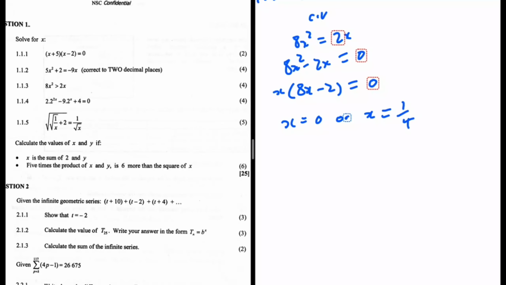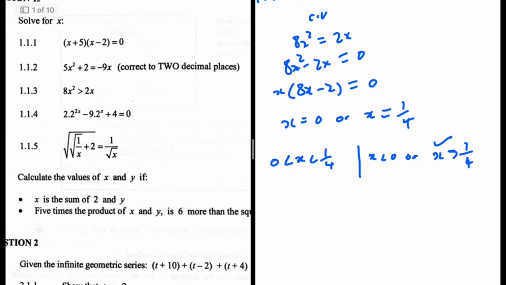We then need to test and see whether our answer lies between 0 and 1/4 or outside. What do I mean by that? It is either x is between 0 and 1/4, or x is actually outside: x less than 0, or x greater than 1/4. So we need to test which one of these two possible sets of solutions is true. So I'm going to test x greater than 1/4. A number that is greater than 1/4 is 1. So I'm going to substitute 1 into 1.1.3 and see what I get.